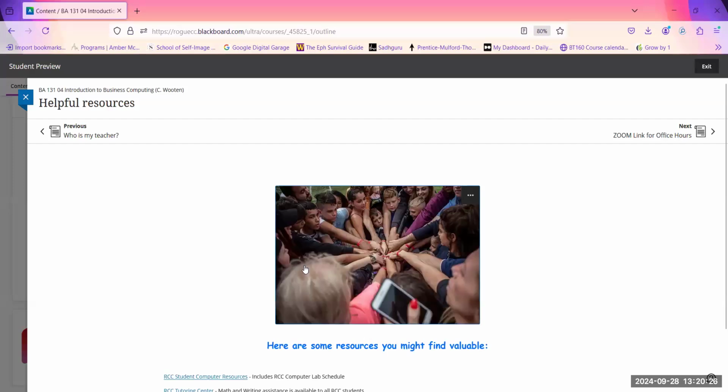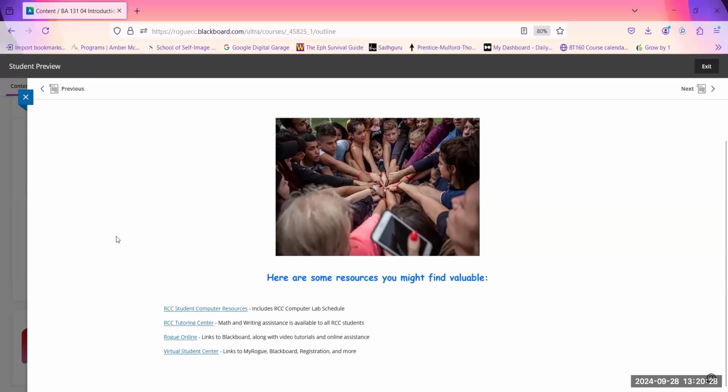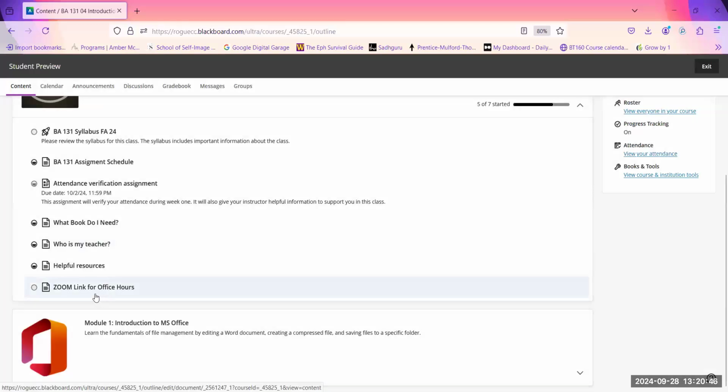Some helpful resources are listed here for you, and I will very likely add to this as the term goes along. So we have our computer resources, our computer labs, our tutoring center. Rogue Online is our group that helps with Blackboard for our students. And then the Virtual Student Center takes you to your My Rogue portal.